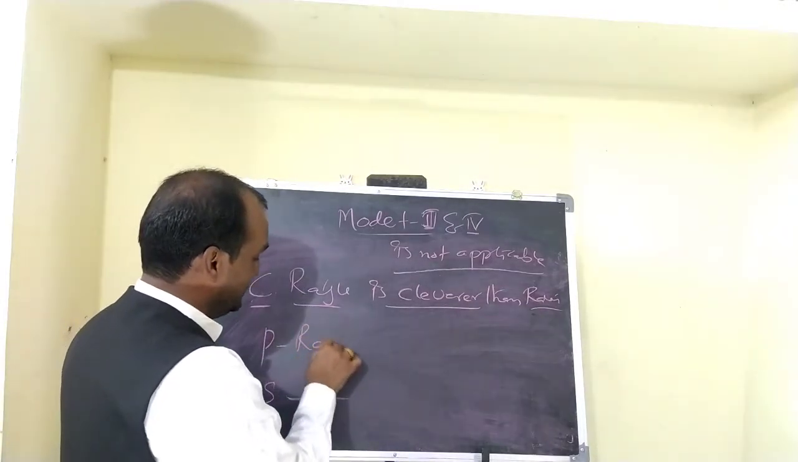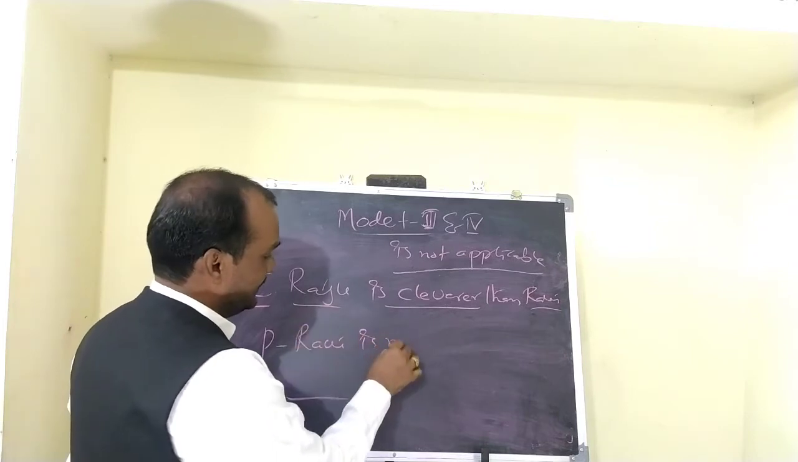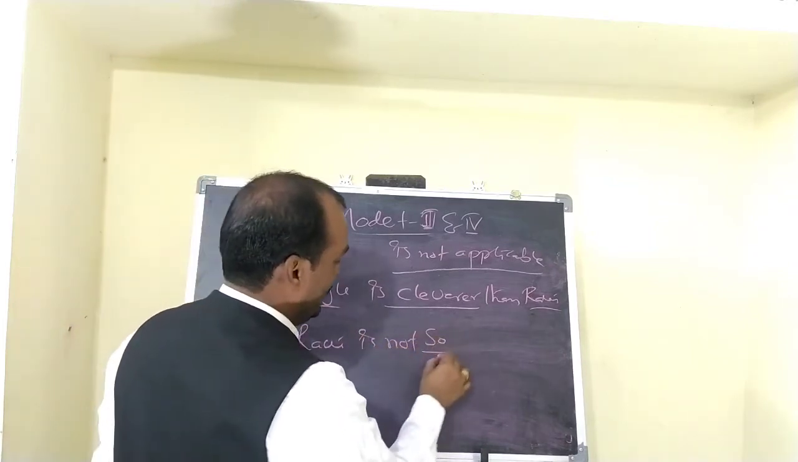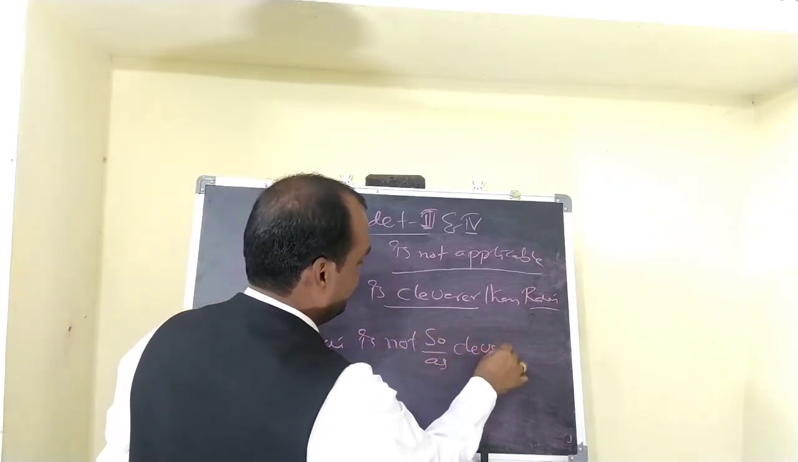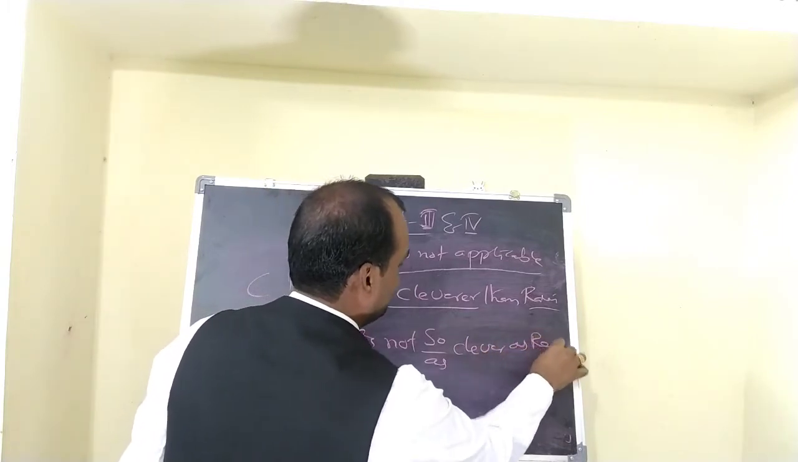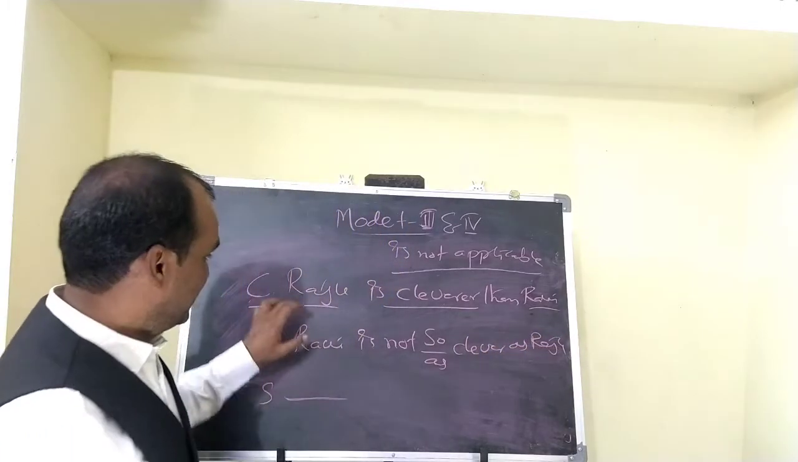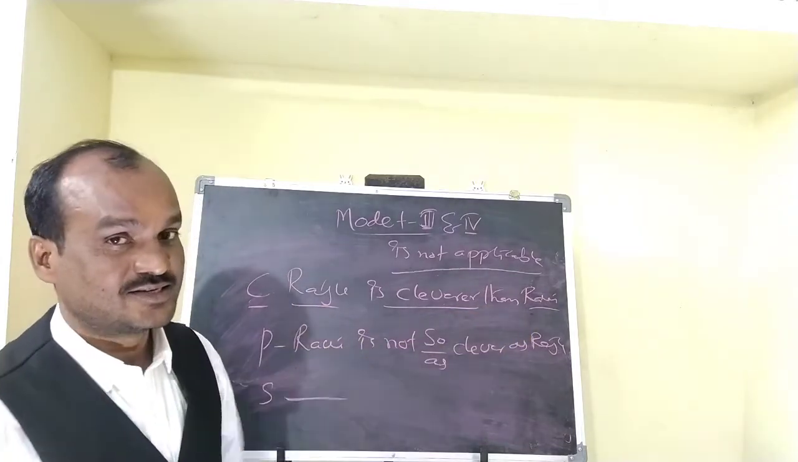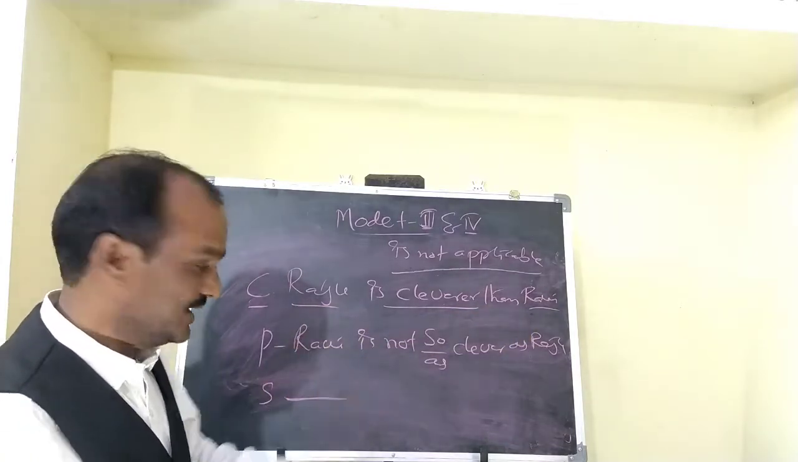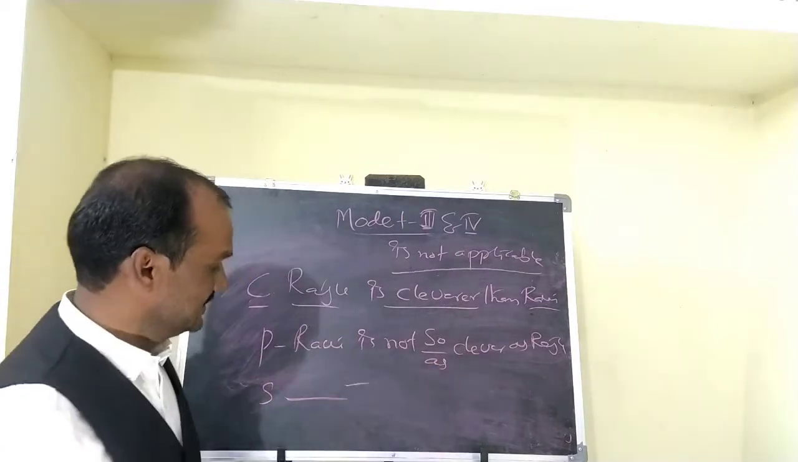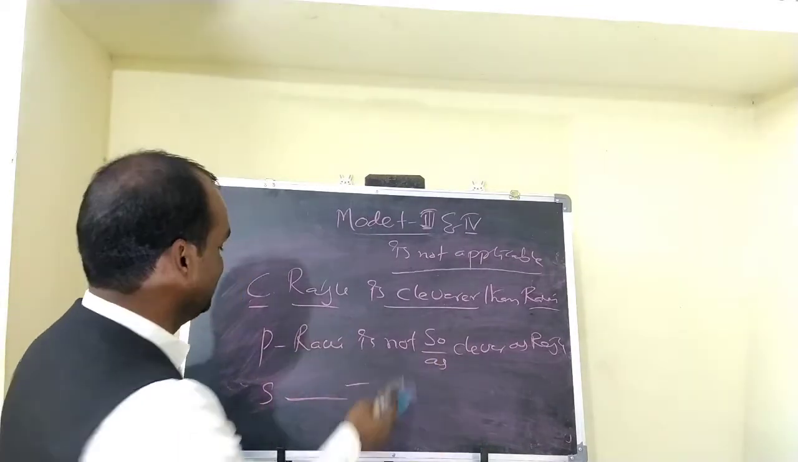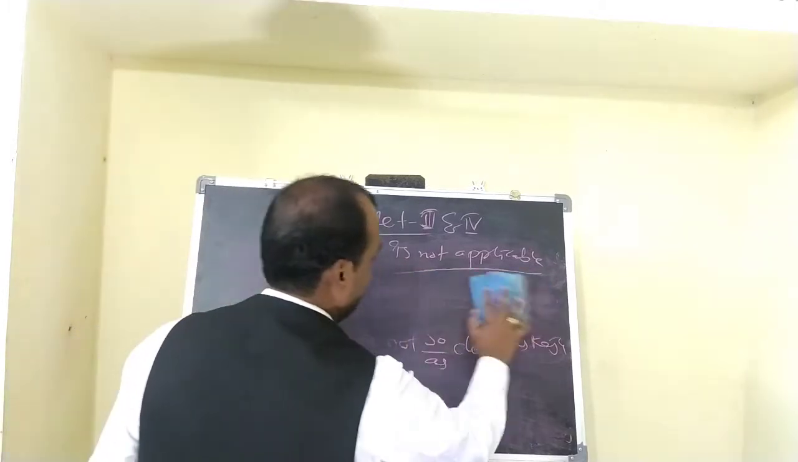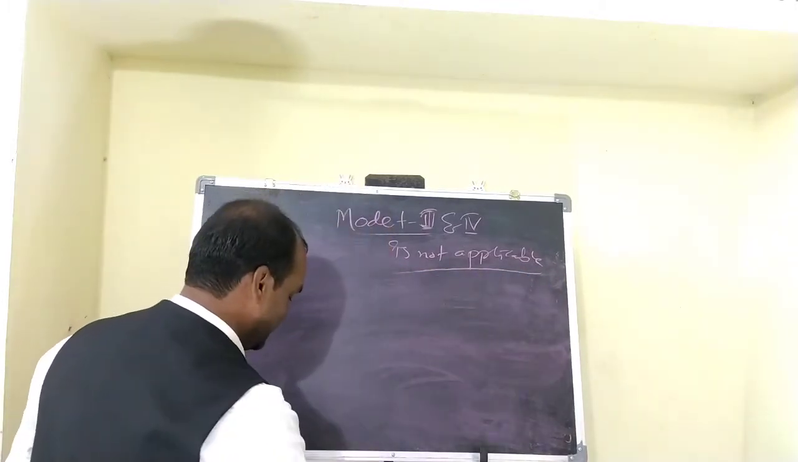You see here, Ravi is not so clever as Raju. Raju is cleverer than Ravi. Ravi is not so clever as Raju. The meaning of both is the same. So the superlative degree is not applicable. You can take another example. I'll convince you with another example, right?